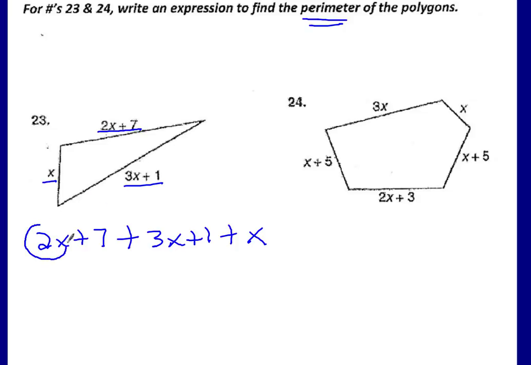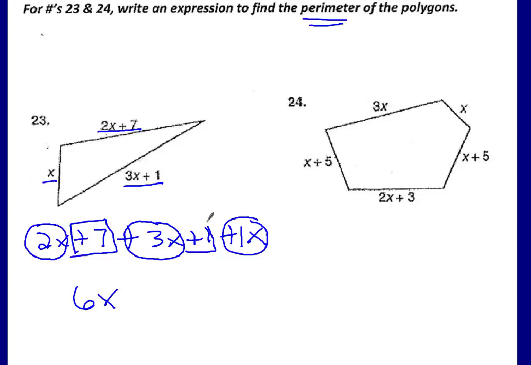So I'll start with all of my x terms. I'll circle them. There's 2x. Here's positive 3x, and here is a positive 1x. 2 plus 3 is 5, plus 1, because that's the invisible 1, makes 6x's. My next term is a constant, a positive 7, so I'll square all of my constants. Positive 7 plus 1 makes an 8. So the perimeter of this polygon is 6x plus 8.